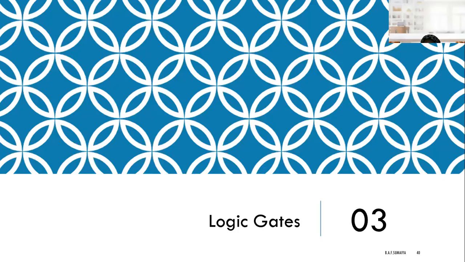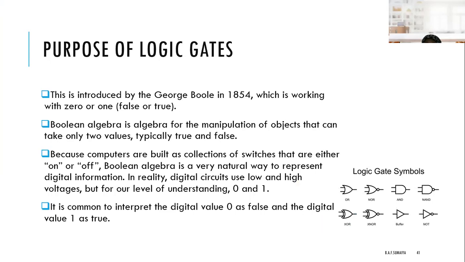And third is logic gates. The purpose of logic gates: this was introduced by George Boole in 1854, which works with 0 or 1, false or true. Boolean algebra is an algebra for the manipulation of objects that can take only two values, typically true and false.